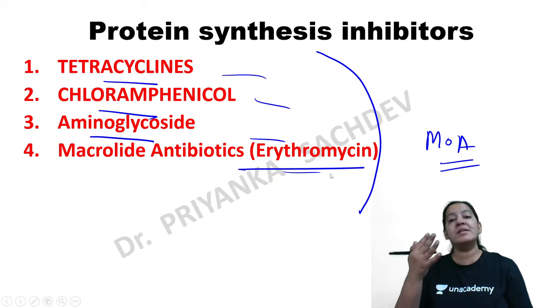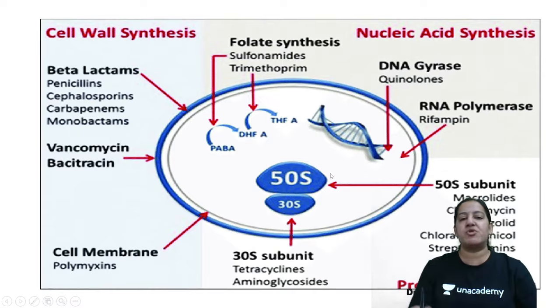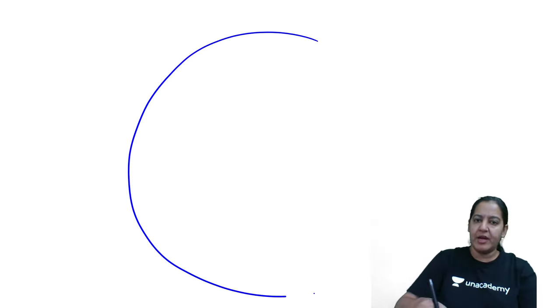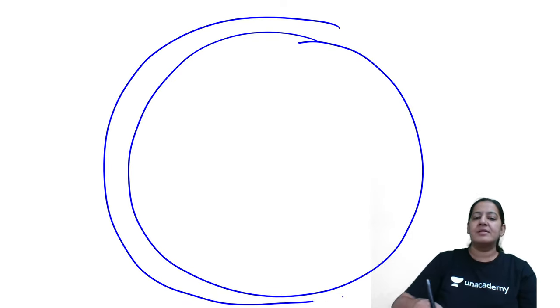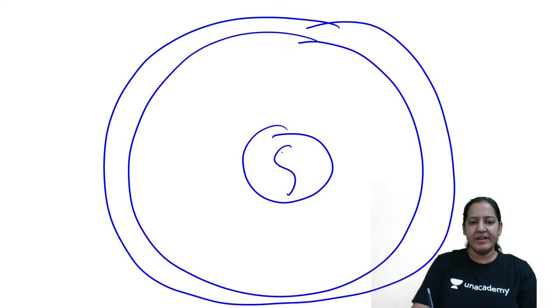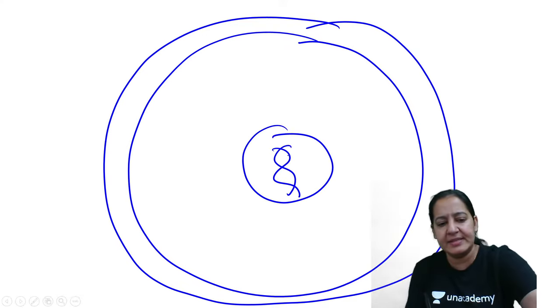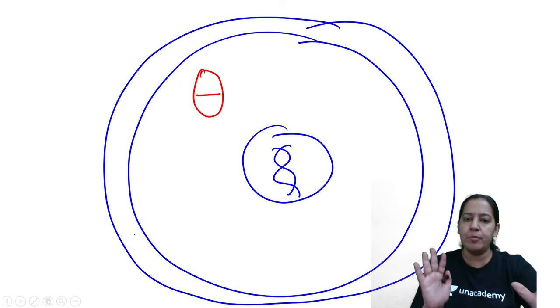In the bacteria, protein synthesis takes place in the same manner as it does in humans. So there are 2 steps, transcription and translation. Let me draw a cell. You can see here I'm drawing a bacterial cell. In the bacterial cell, this is the cell membrane. This is the cell wall. This is the nucleus of the bacteria having double-stranded DNA. And this is the ribosome. This is the ribosome having 2 units, right? This is a normal bacterial cell.